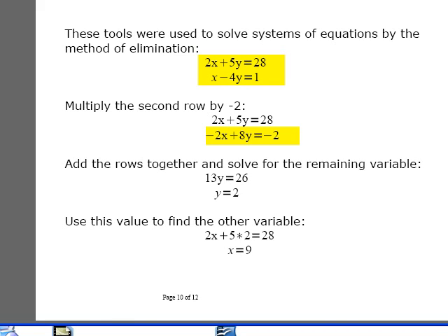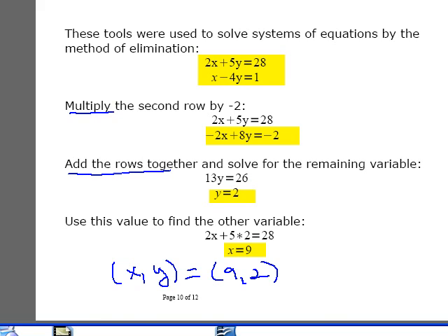My goal is to end up with one equation and one unknown. So I add them together, the x's drop out, I get 13y equals 26, and I can solve. I get y equals 2. Then I go back to the original equations with the x's in them and use that value to find the value for x of 9. So the solution for this is x equals 9, y equals 2. And I did it by multiplying rows and adding rows together.